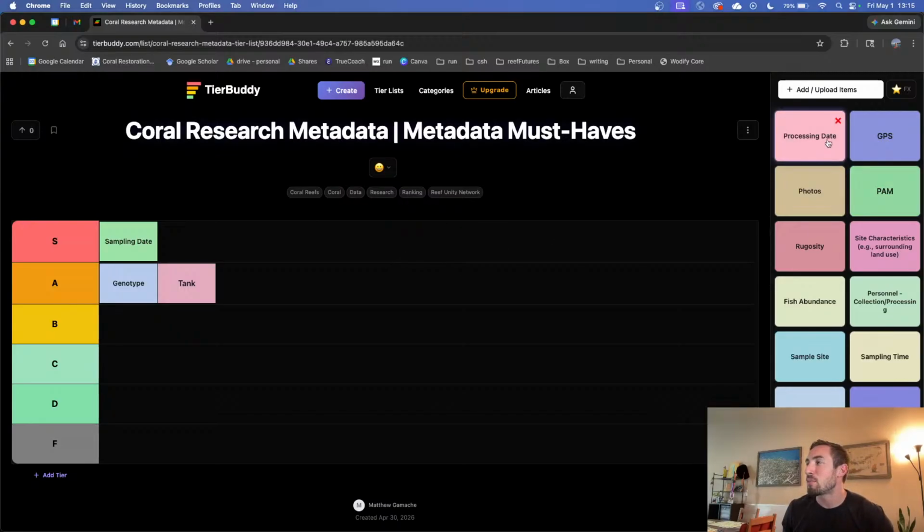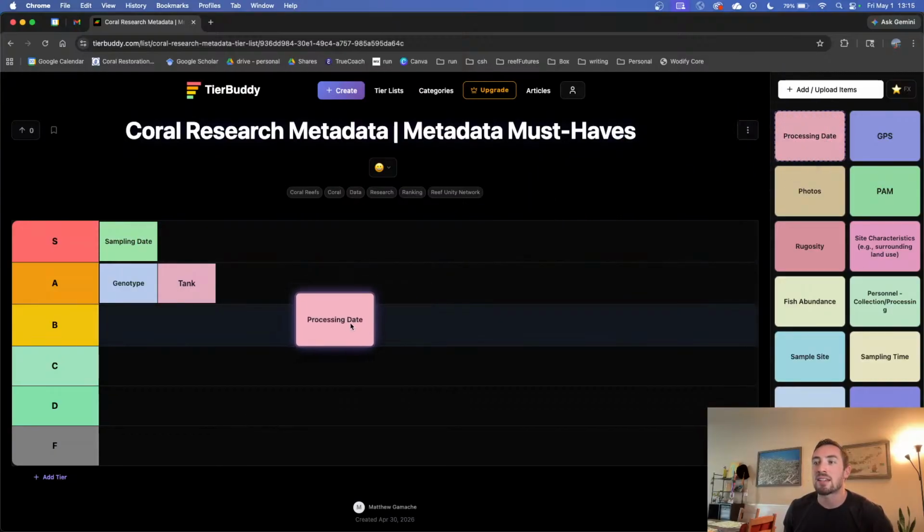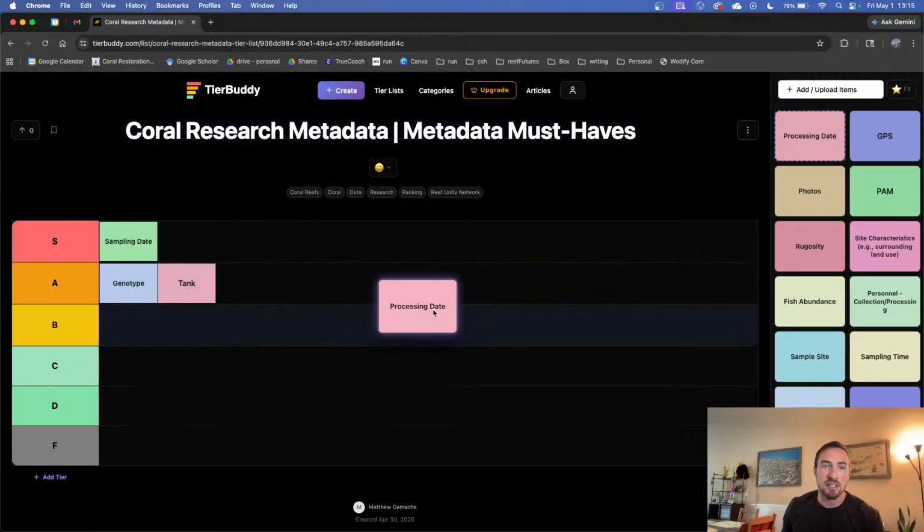Let's look at processing date next. This one refers to what I had in mind for this variable: this is after you collect your samples and you start processing them. For DNA studies, for instance, if you're collecting DNA samples, this would be when you do your extractions, or any of your physiological assays, anything in the lab.